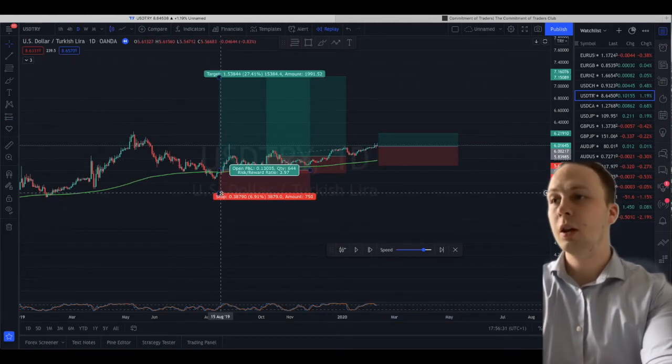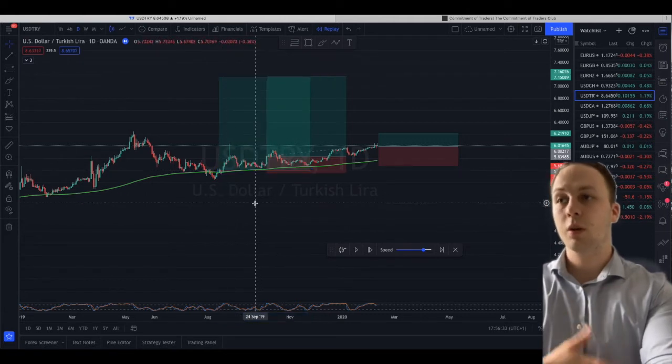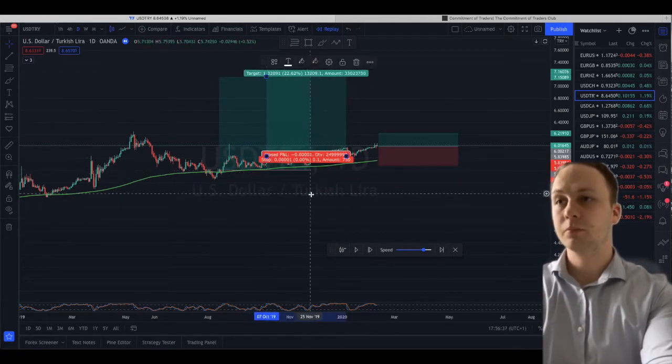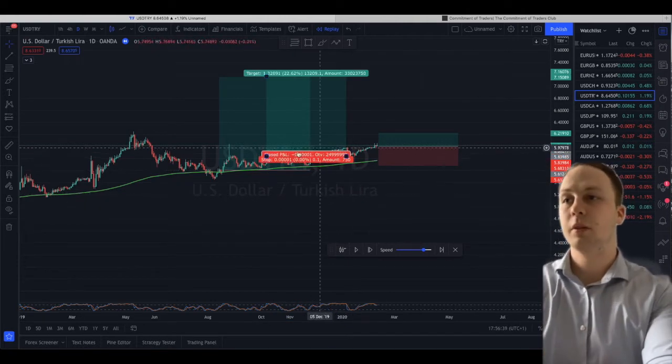And what I'm going to do here is lock in the profits. I'm going to make that break even. This one here as well, I'm going to lock in the profits. Make that break even.